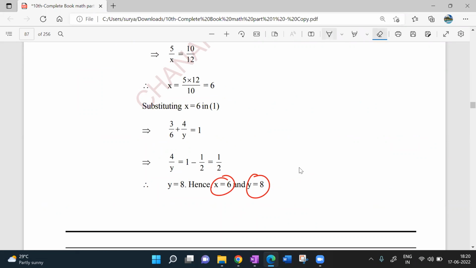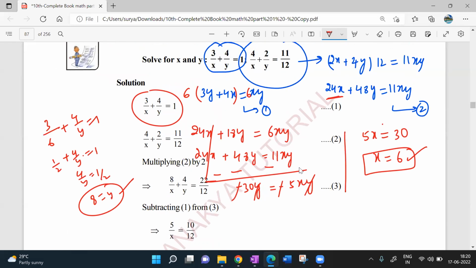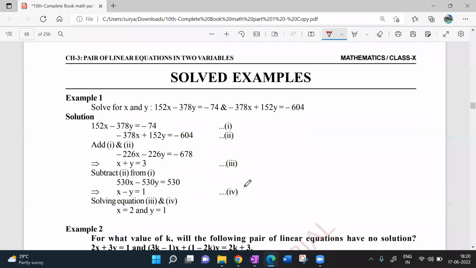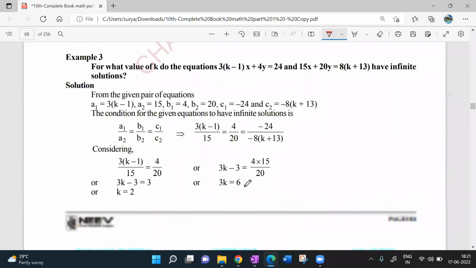Any doubts? Any doubt, guys? Sir, could you scroll up once? Tell me, any doubts? Very simple. No doubt. This is how we can solve it. Now look at this here. Some more examples we have here.